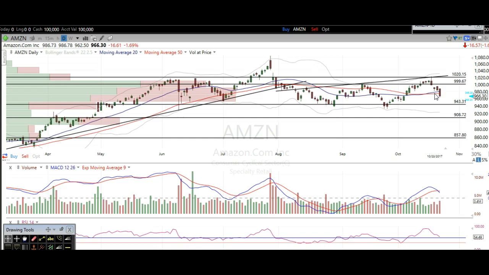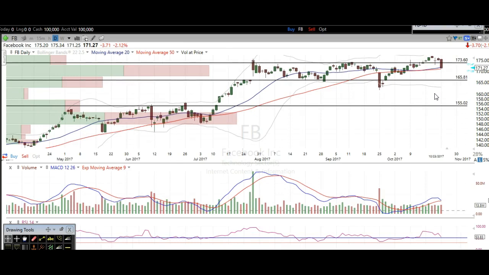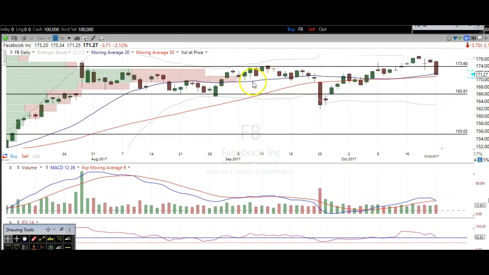The next one we're going to take a look at is Facebook. And this is another false breakout that we have. So as you can see, we have this key resistance here. You can clearly see there's a resistance here, okay? Here it is, knocking into it again. Here it is, here it is, okay? And then we cleared it right here, okay?